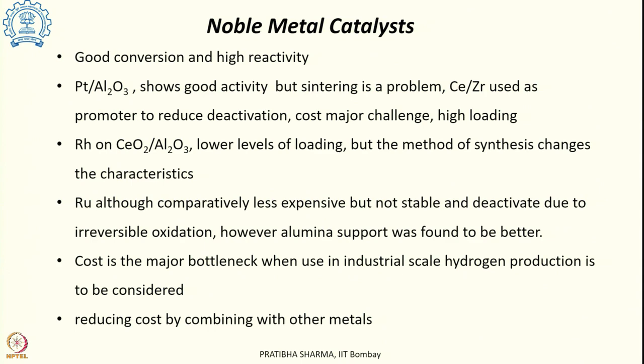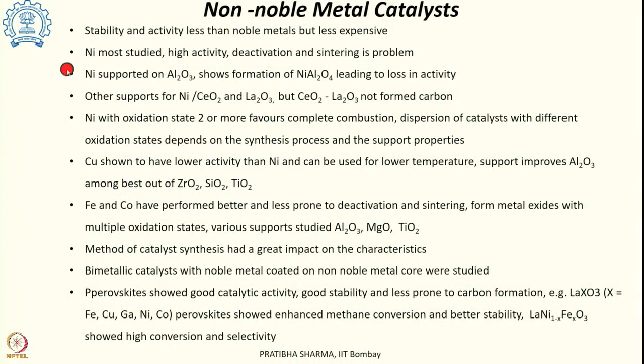So, with all the noble metals, the major bottleneck lies in the cost, and reducing the cost could be done by combining these with other metals which are less expensive, or non-noble metals can be used. Non-noble metals definitely have a lower activity and lower conversion compared to the noble metals, but the advantage they enjoy is that they are less expensive. Among the non-noble metals, nickel is the most widely studied one and it has a high activity as well as better conversion, but the problem that nickel catalysts face is sintering and deactivation.